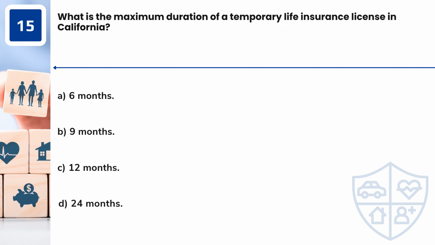Question 15. What is the maximum duration of a temporary life insurance license in California? A. 6 months. B. 9 months. C. 12 months. D. 24 months.